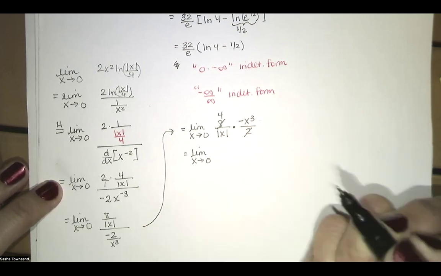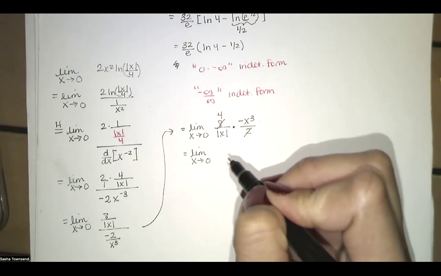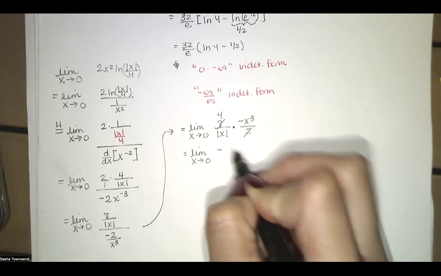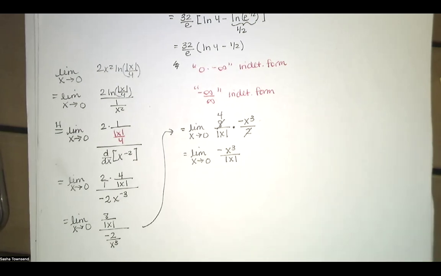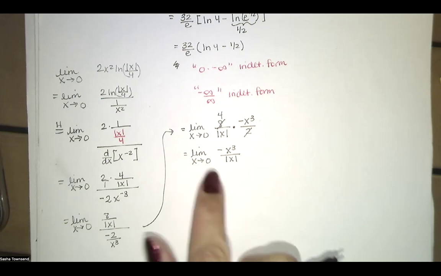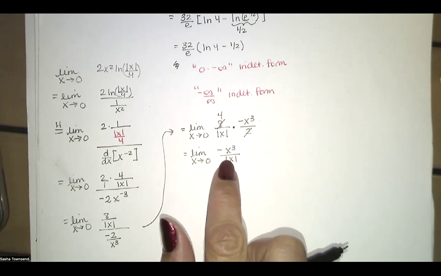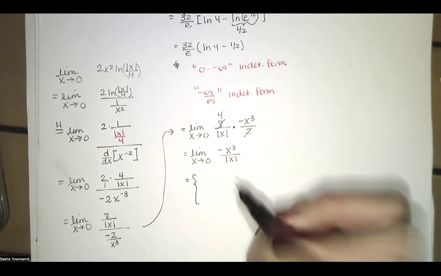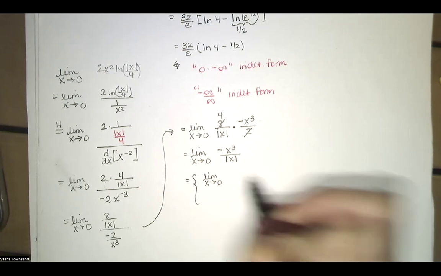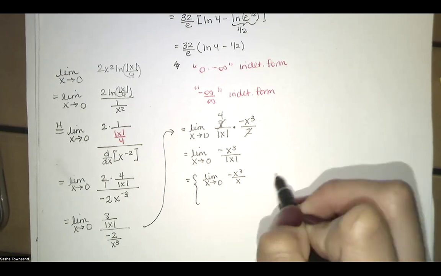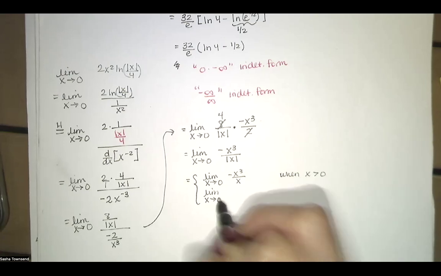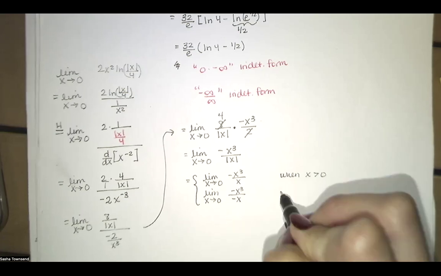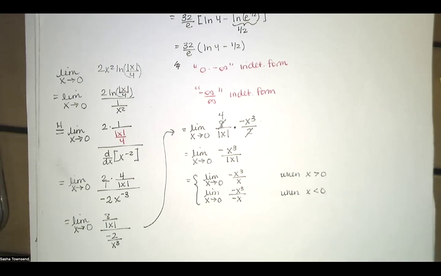Now I have the limit as x approaches 0 of negative x cubed divided by the absolute value of x. You might say, well, when x is positive, this is just going to be negative x cubed divided by x. And when x is negative, the absolute value of x is negative x. And of course, it's 0 over 0 when x is 0, so that would be undefined in that case.